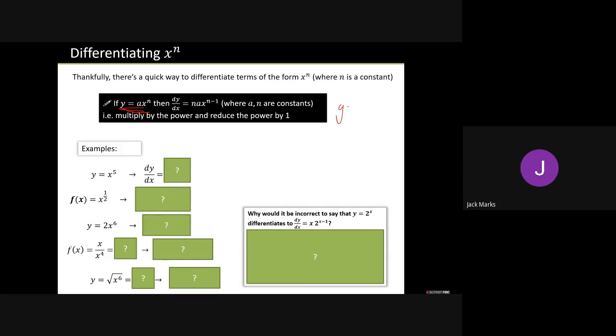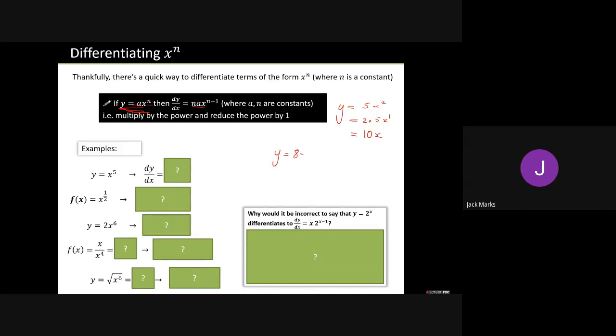So for example, if we have y equals 5x squared, then to differentiate, what we do is we put that power to the front. That's where we get the n, so na, and then x to the n minus 1. So in other words, we put the power to the front, and then the power goes down by 1. So 2 times 5, and then that's x to the power of 1. So that's just 10x.